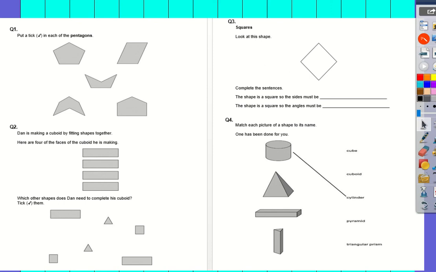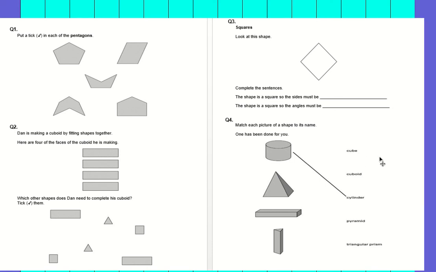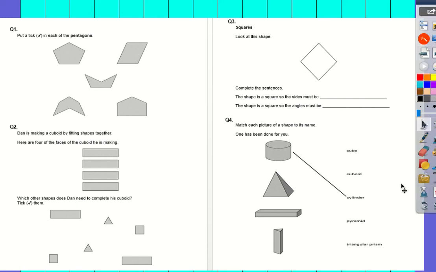Question 3. Look at this shape. Complete the sentences. The square is a shape. This shape is a square, so the sides must be. And then the shape is a square, so the angles must be. So fill in the missing words there. And then question number 4 says match each picture to its name. One has been done for you, so you've got the names of some of our 3D shapes there, and you've got some pictures of 3D shapes. Can you match them?